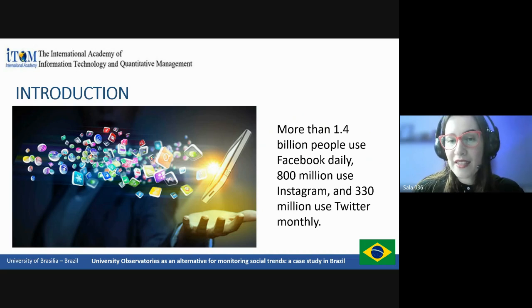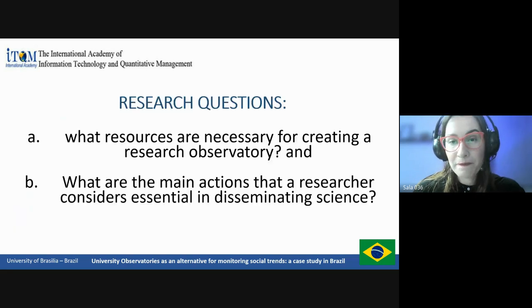The diffusion of science occupies a different role from formal communication and impacts society and public policies of a country, therefore being equally or more important than the formal communication itself. Thus, this work set out to answer the following questions about this research topic. A, what steps are necessary for creating a research observatory? And B, what are the main actions that a researcher considers essential in disseminating science?